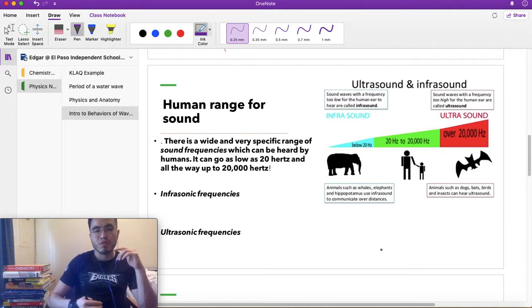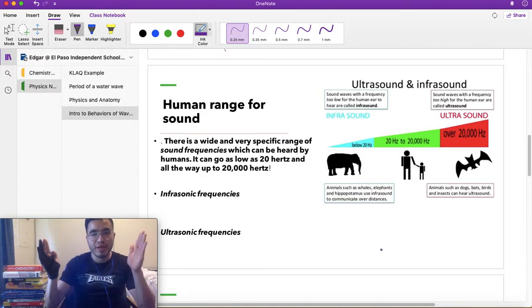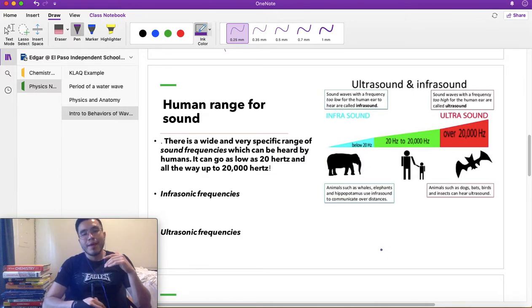Now let's talk about the range of hearing. As humans, we have a very wide but very defined range of hearing. The lowest frequency we can hear is 20 hertz. The highest frequency we can hear is 20,000 hertz. So, it's a very wide range. And are there frequencies below 20 hertz? Of course, but we cannot hear them. And we call those infrasonic.